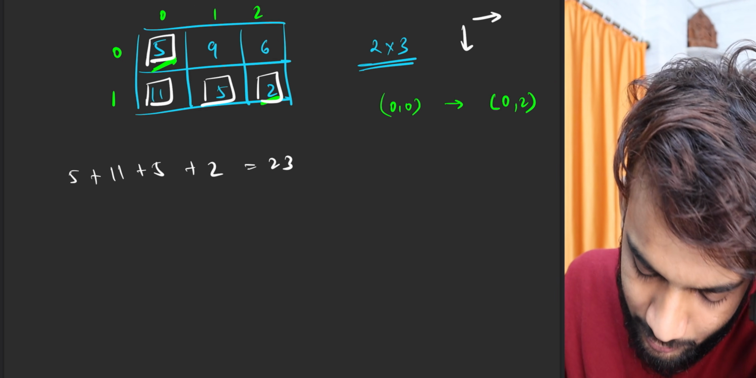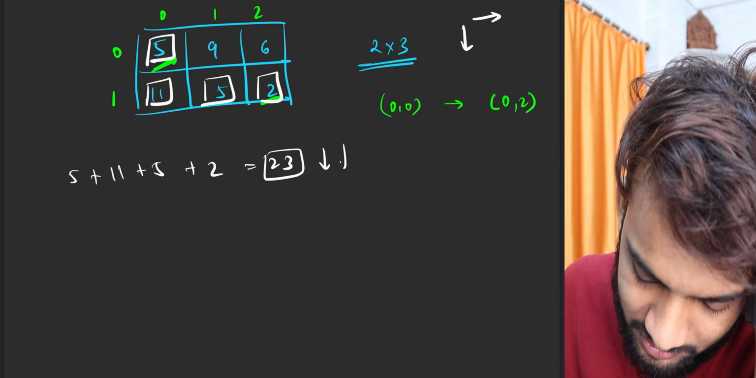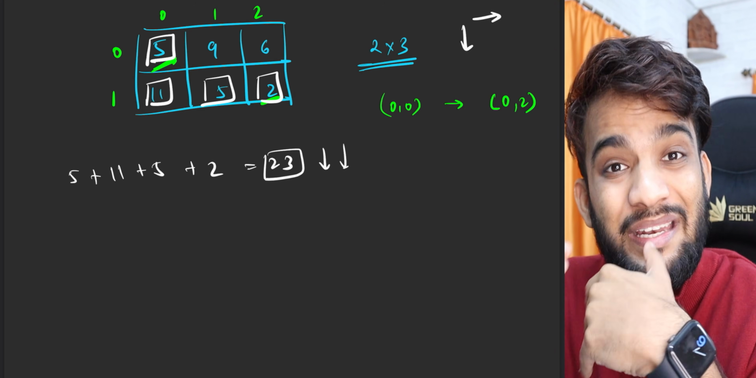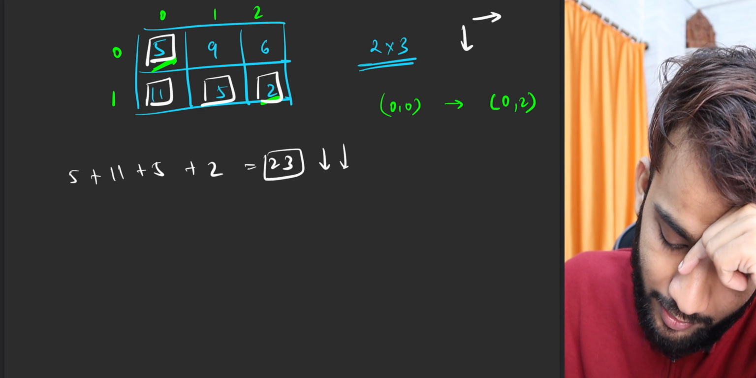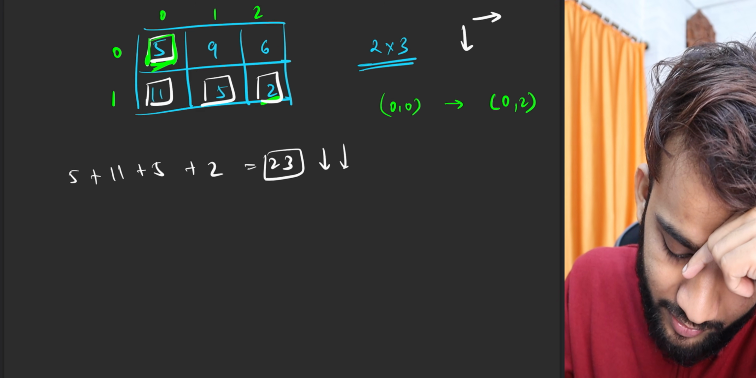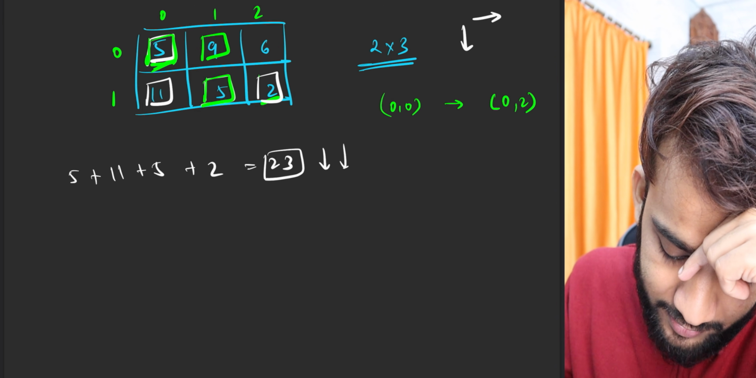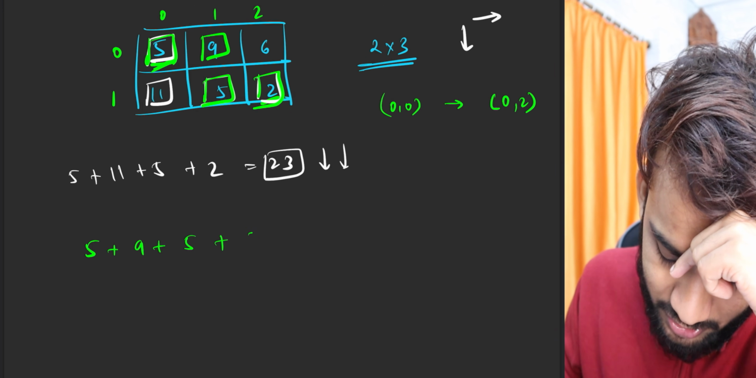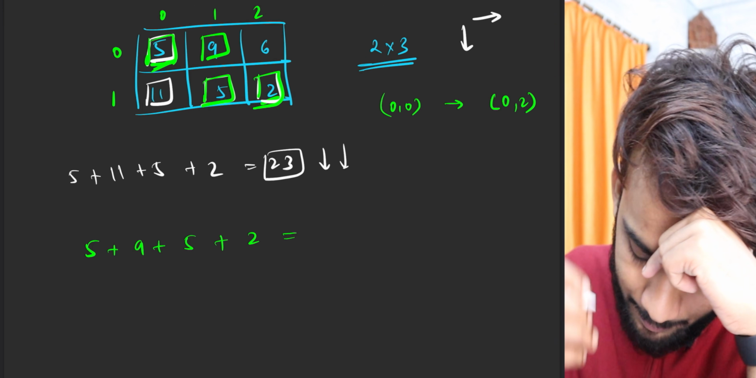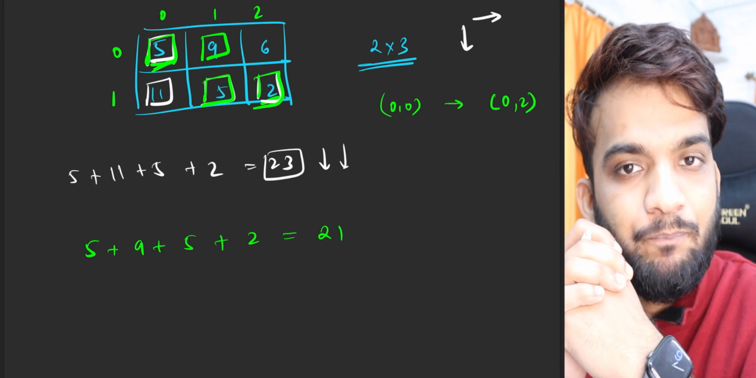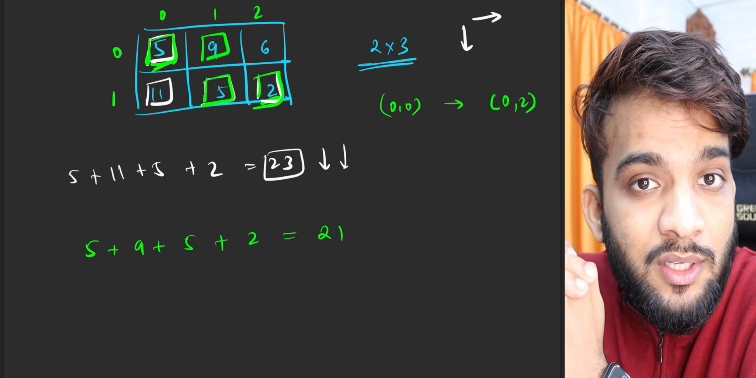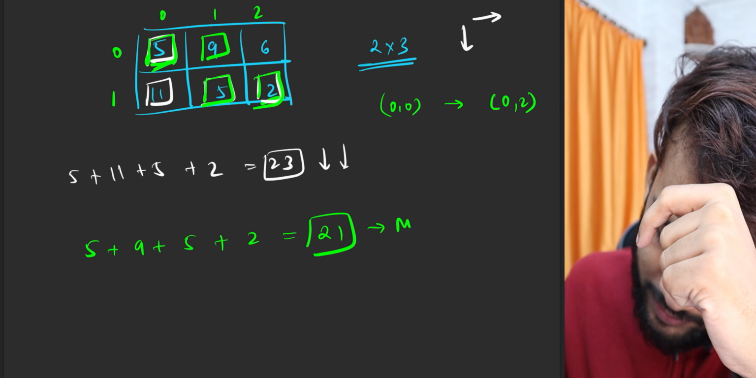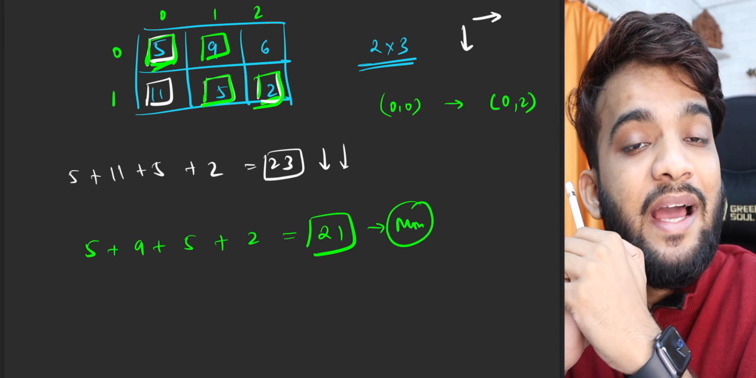Now, this sum that you got, you have to minimize. That's the question. So I can say, okay, Striver, what if I start from 5, I go to 9, I go to 5, and then I go to 2. Let's add this up: 5 plus 9 plus 5 plus 2. If I add this up, I think I get 21. You can try out all the other paths, and you will see that this is the minimal that you will get, and this is your answer.